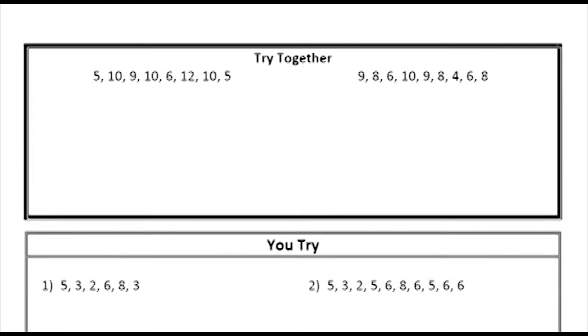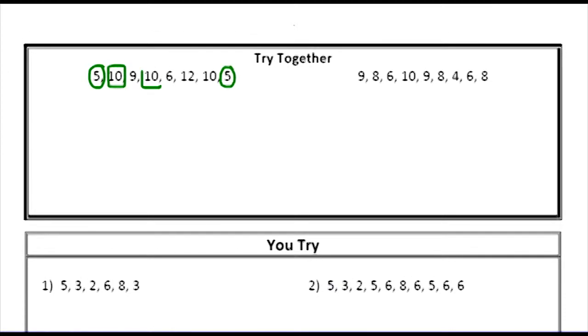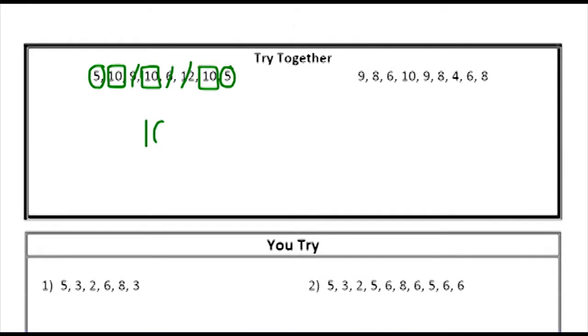Let's try a couple together. Again, you can either find some way to visually categorize them or count them out, or write them out in numerical order. I see 1 5, I see 2 5s. I see 1 10, 2 10s, 3 10s. You can try shapes if you'd like to use shapes to categorize. Only 1 9 doesn't repeat, 1 6 doesn't repeat, 1 12 doesn't repeat. Remember, we're looking for the values that repeat. You can't have a mode if it doesn't repeat. I see 3 10s, 2 5s, 10 is our winner. Okay, 10 repeats the most times.